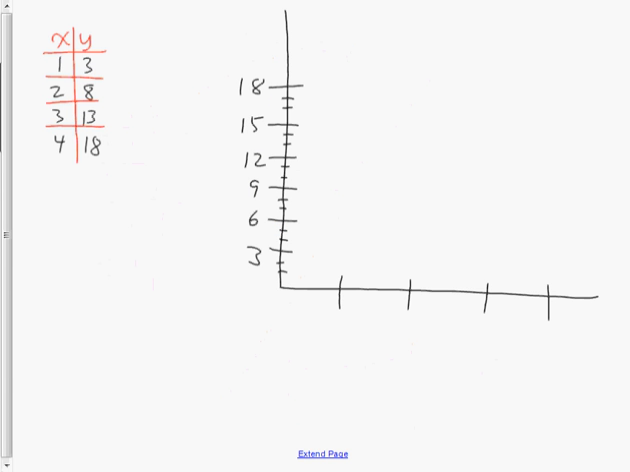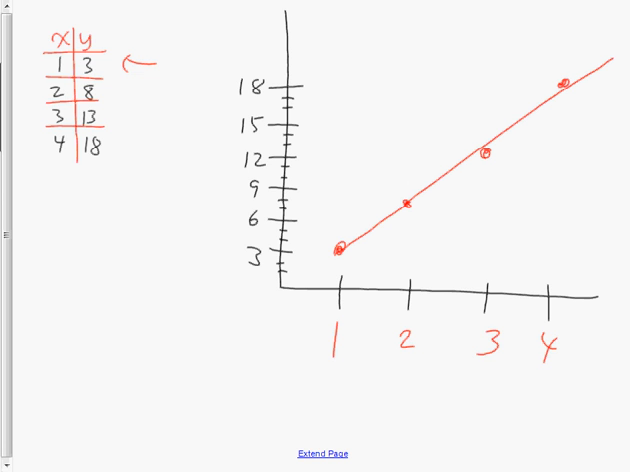Your third question, you're given the table of values. You need to determine the graph and the equation. Of course, the easiest thing if you're given a table of values is to simply graph it. So here is my graph. X is 1, y is 3. That'll be here. X is 2, y is 8. That'll be here. X is 3, y is 13. I don't know, roughly here. And x is 4, y is 18, roughly there. And if I connect those dots, if my graph was reasonably accurate, that line would be perfect.